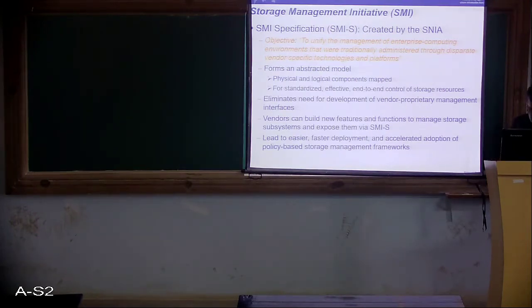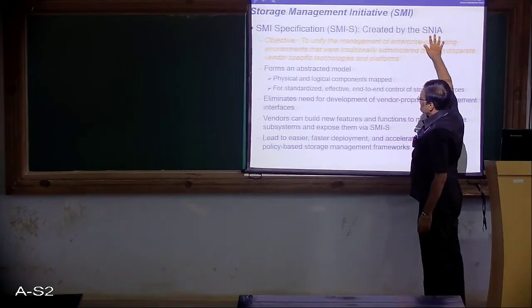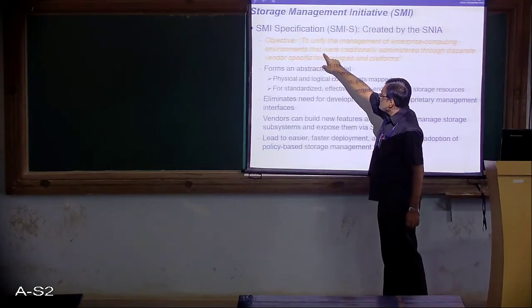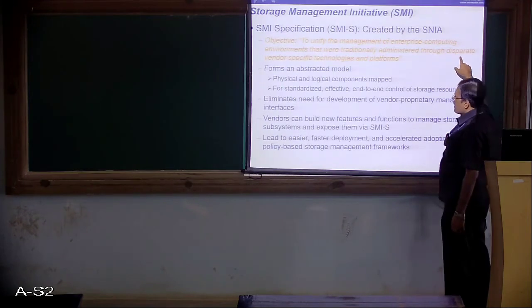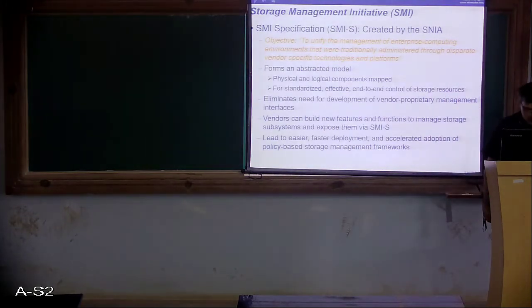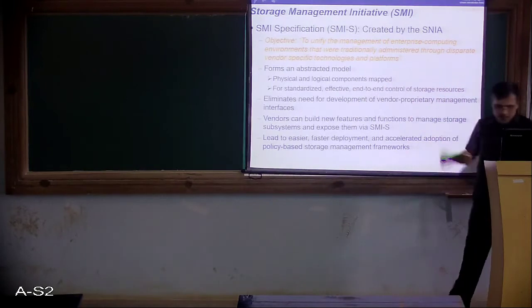Okay, that is storage area network components. So to establish strong interoperability and management with respect to the heterogeneous storage and storage area network, this SMI-S specification has been created by SNIA. To unify the management of enterprise computing environments that were traditionally administered through disparate vendor-specific technologies and platforms. Okay, so this SMI-S offers substantial benefits to users and vendors. It forms a normalized abstracted model to which a storage infrastructure's physical and logical components can be mapped.